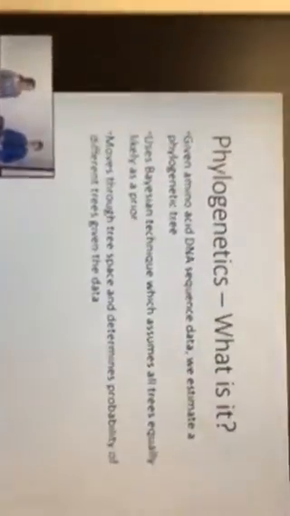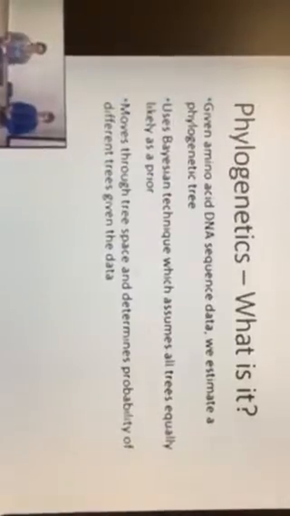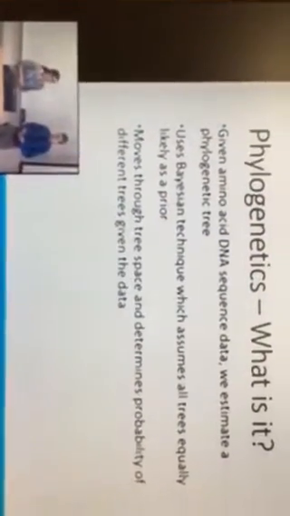So in our research, we used Bayesian techniques, and we assumed that all trees in the tree space were equally likely for our prior. And then we start with an initial tree and then make changes to the tree to move through the tree space and investigate different trees. And for each of those trees, we calculate the probability of that tree given the data that we have.